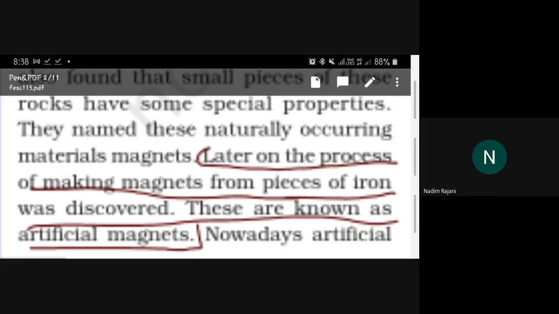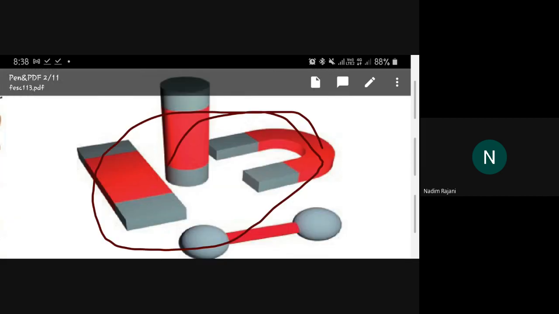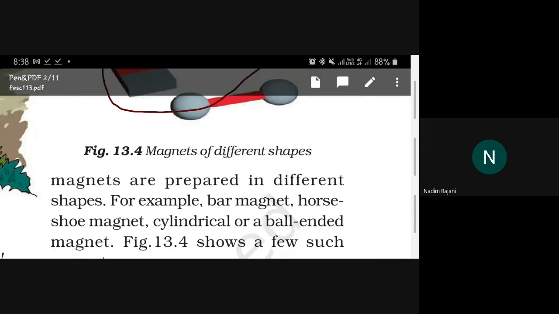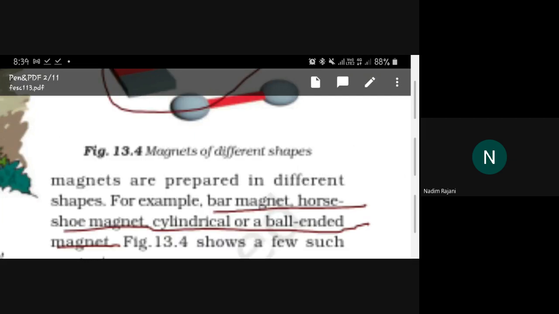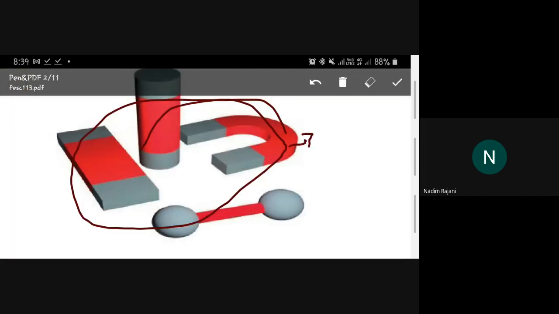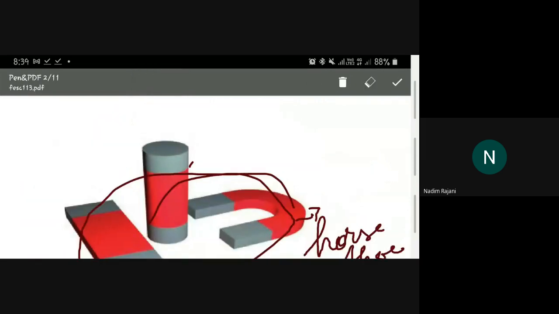As I told you before, nowadays we can get this type of magnet. This is known as an artificial magnet. Nowadays magnets are prepared in different shapes. For example, bar magnet. This is also an important line. Types of magnet: bar magnet, horseshoe magnet, cylindrical or ball-ended magnet. Here in figure 3.14.4, different shapes of magnets are given. This is a horseshoe magnet. This is a bar magnet. This is a cylindrical magnet.